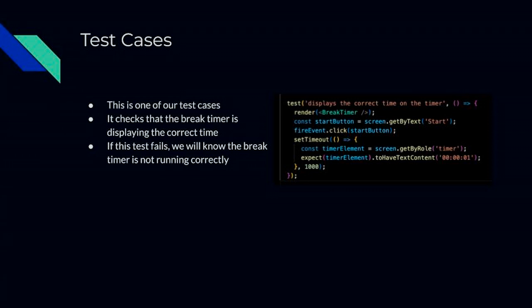For example, one of our test cases checks that the break timer is correctly displaying the right time. It does this by also starting its own kind of stopwatch and then comparing these times to make sure that it's accurate. If this test fails, we will know that the break timer is just not running correctly. That's just one of our test cases. We have a couple other. We made 7 in total.